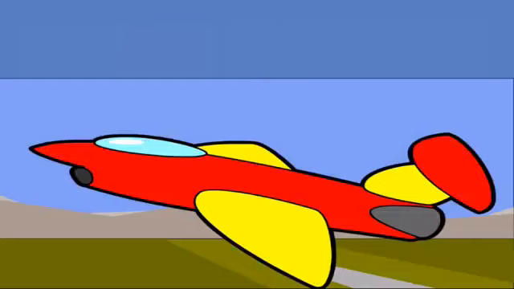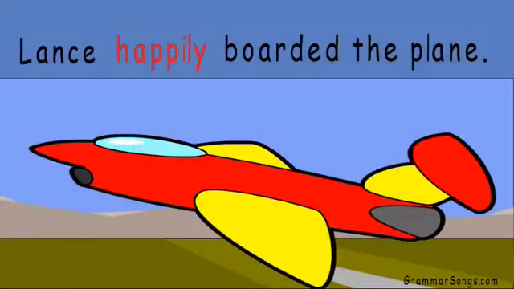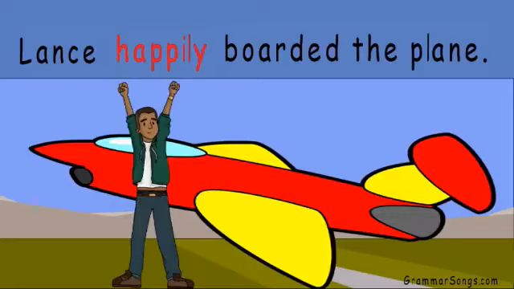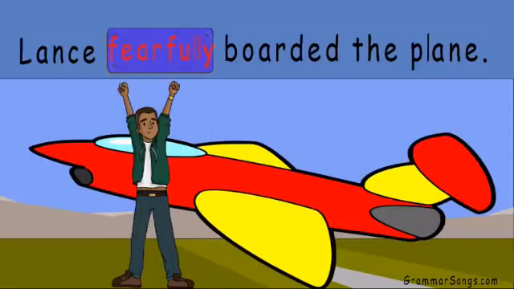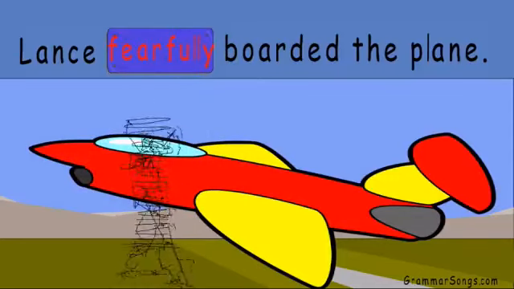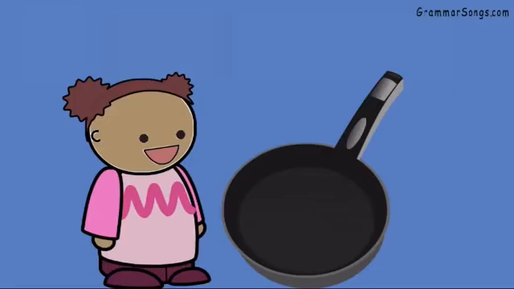For example, if I write the sentence, Lance happily boarded the plane, happily is my adverb. It tells how Lance boarded the plane. He was excited. He could hardly wait to go. But if I change the adverb to fearfully, Lance fearfully boarded the plane, Lance is afraid. He doesn't want to get on the plane. By changing my adverb, I change the entire situation.